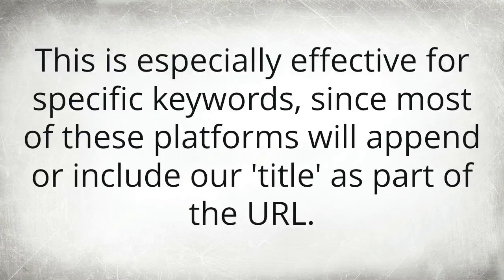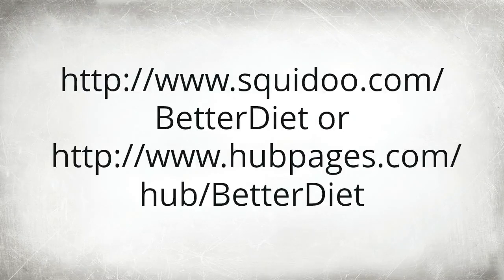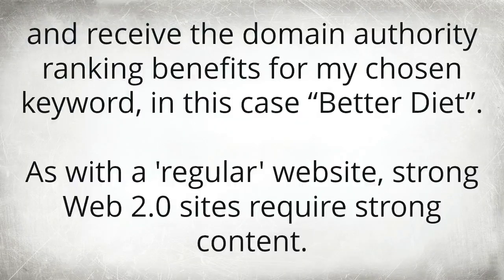This is especially effective for specific keywords, since most of these platforms will append or include our title as part of the URL. This means that I can create a site such as squidoo.com/betterdiet or hubpages.com/hub/betterdiet and receive the domain authority ranking benefits for my chosen keywords, in this case, better diet.